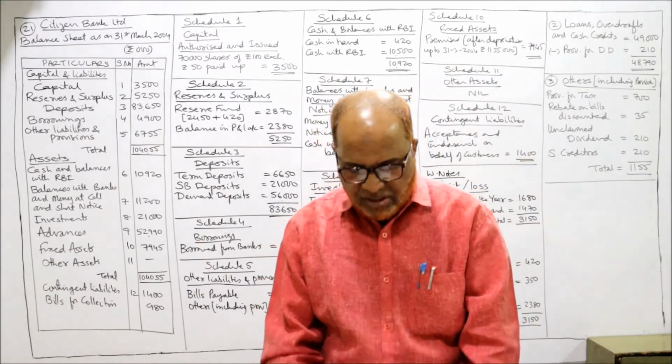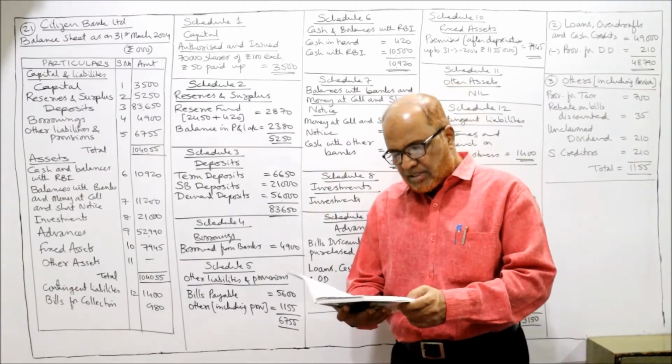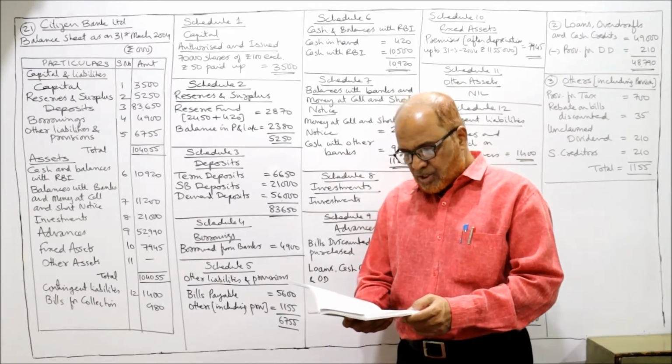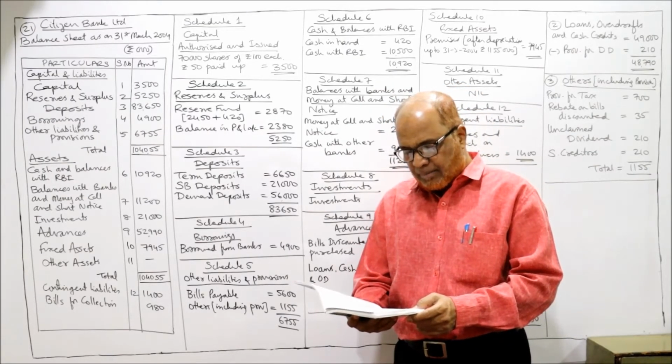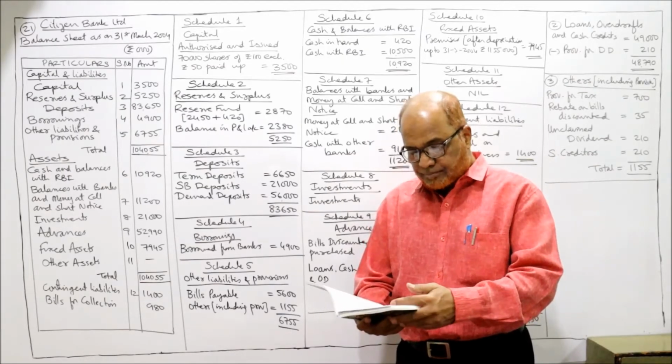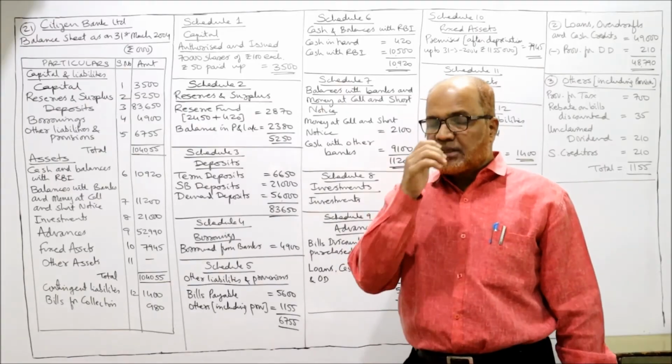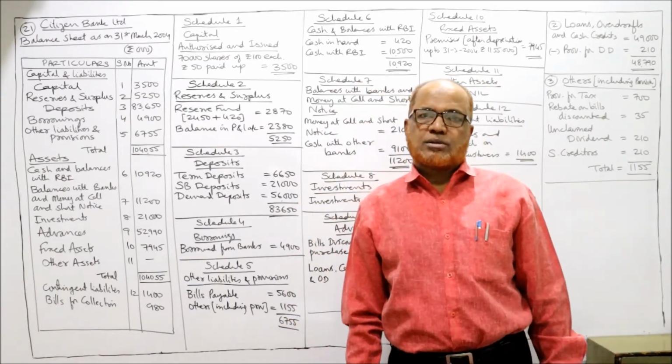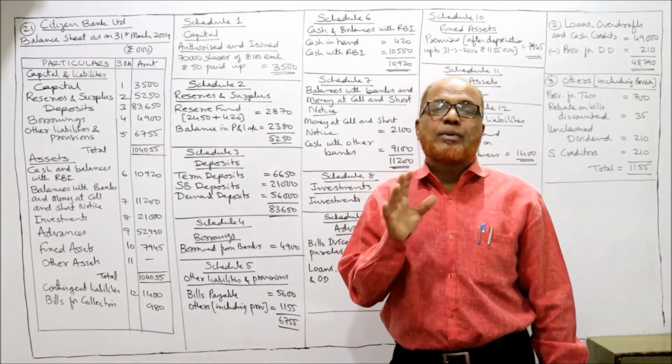Now see the 21st problem. On 31st March 2004, the balance sheet stood in the books of Citizen Bank Limited after preparation of the profit and loss account before making appropriation. So here they have already prepared the profit and loss account, but they have not done the appropriations.